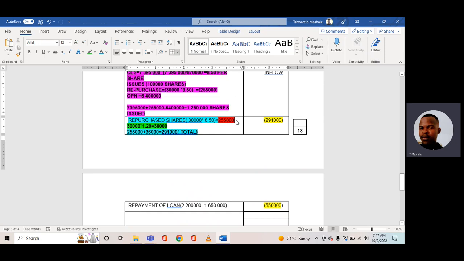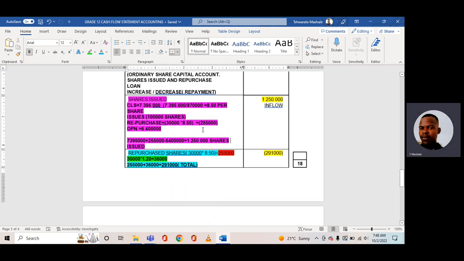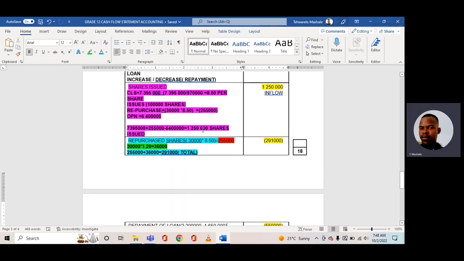So just try to show the calculations. The mistake that most learners make in matric is that they do the calculations on the calculator, and then they forget to write it down. Just write everything down. You are allowed to write everything down in an exam. Just show the calculations so that you can obtain the part marks.